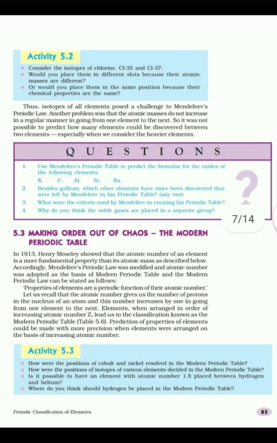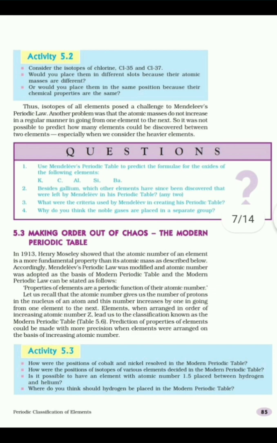Henry Moseley in 1913 showed that the atomic number, that is the number of protons present in the nucleus of an atom, is a more fundamental property than the atomic mass. So, the modern periodic table and the modern periodic law are based on atomic number instead of atomic mass. Mendeleev's periodic table was based on atomic mass and the modern periodic table is based on atomic number.